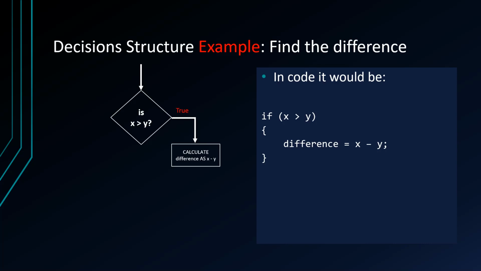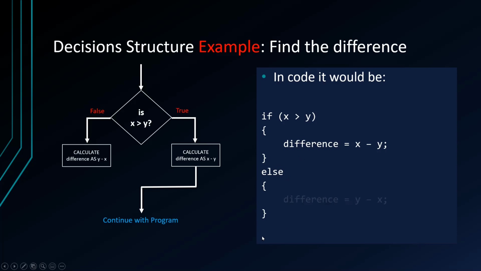Okay. But what if it's false? Oh, sorry. I guess yes. If it's on that side, it's going to continue on and continue down with the rest of the program. But what if it failed? What if y is the bigger one? Well, in that case, we're going to have a different set of process. So we have the else case in our code here on the right. And what happens in that else case? Well, it's the opposite operation. Difference is y minus x. And then either way, it's going to come down and flow with the rest of the program.